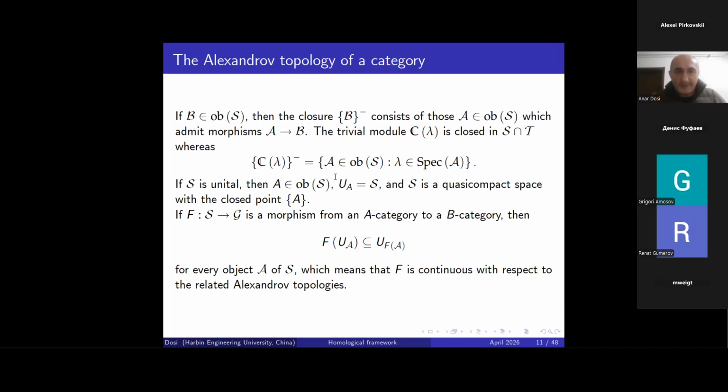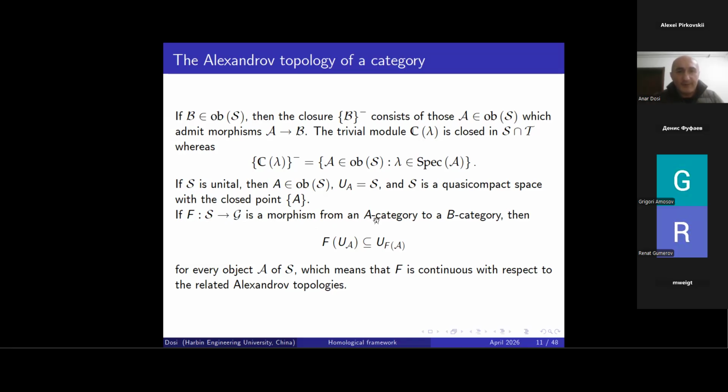Well, if S is unital, I mean the base algebra inside of S, if you take this least neighborhood, that will cover up all of space S, right? Because everything is here. We have morphisms from A to all objects. Yeah, in this case, S itself is a quasi-compact space, and this is a closed point. Closed point because nothing comes from the left, right? Nothing comes to A. Okay, that's the topological structure of S. It's not so hard, we can easily figure out what that is.